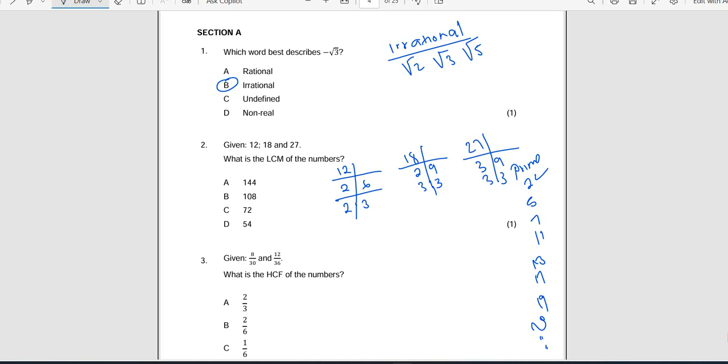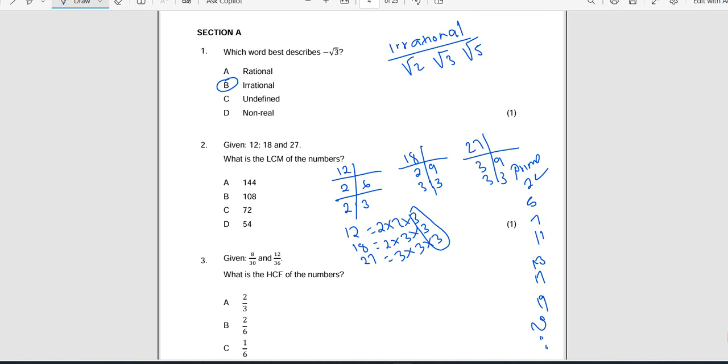So I'll write our prime factors here. For 12, it's going to be 2 times 2 times 3. For 18, it's going to be 2 times 3 times 3. And for 27, it's going to be 3 times 3 times 3. So let's check the prime numbers that are in these three first. We have 3, it is here.